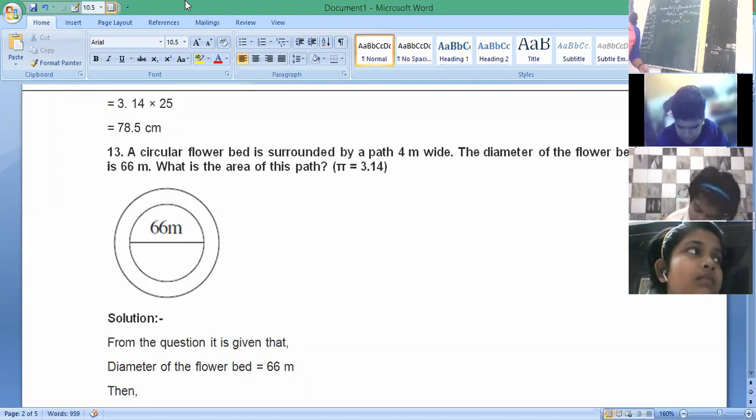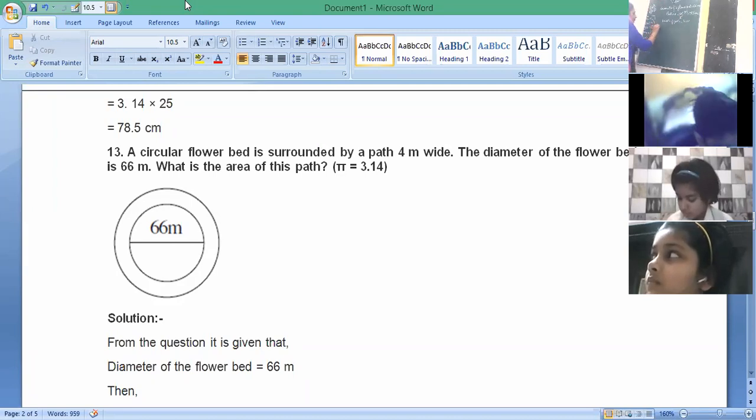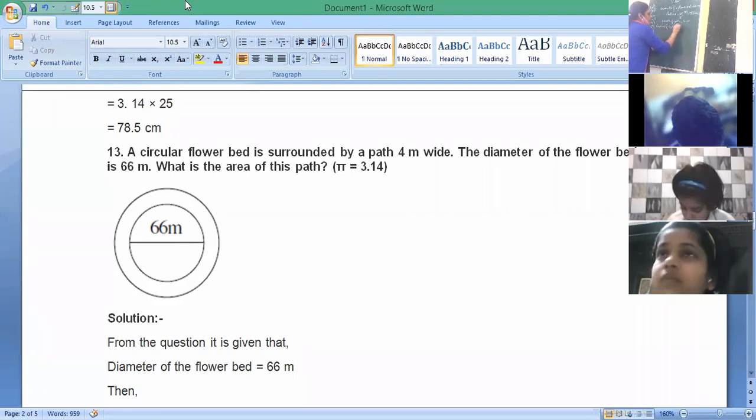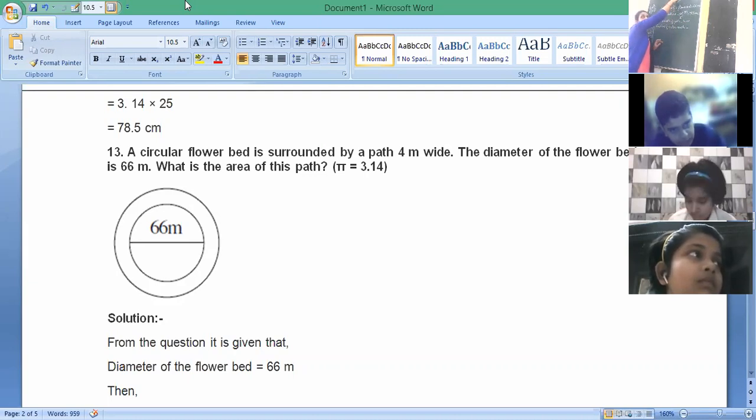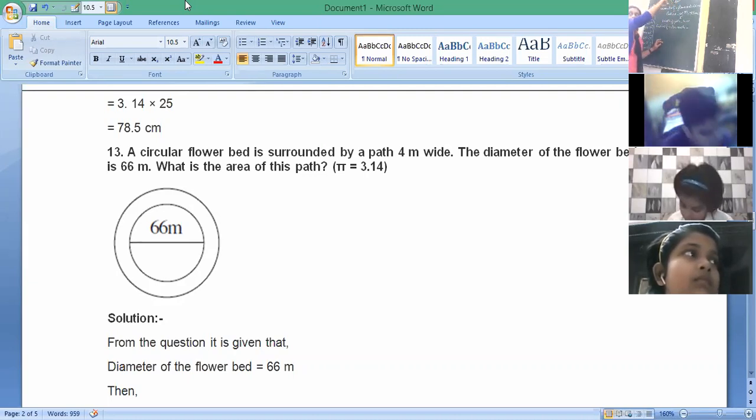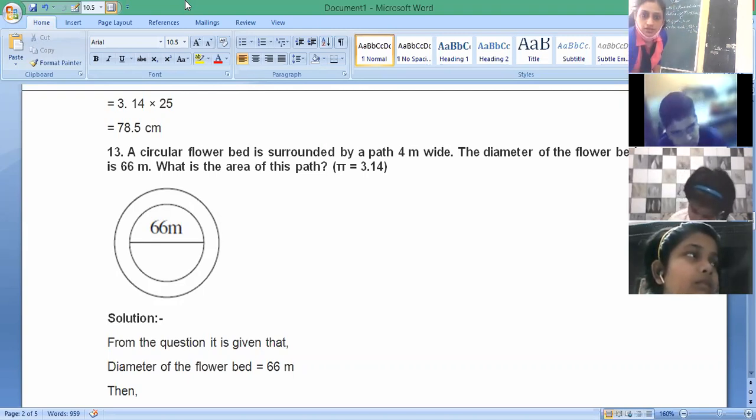Now first of all, we'll take out the radius of the outer circle. The inner circle radius is 33, and the path is 4 meters wide, so we are going to add it. 33 plus 4, 37 meters will be the outer circle radius. Okay.